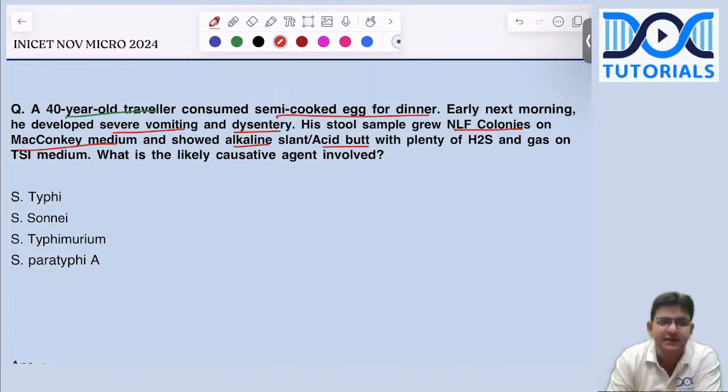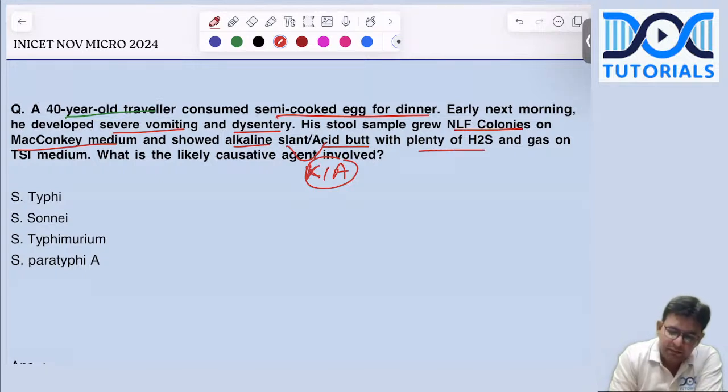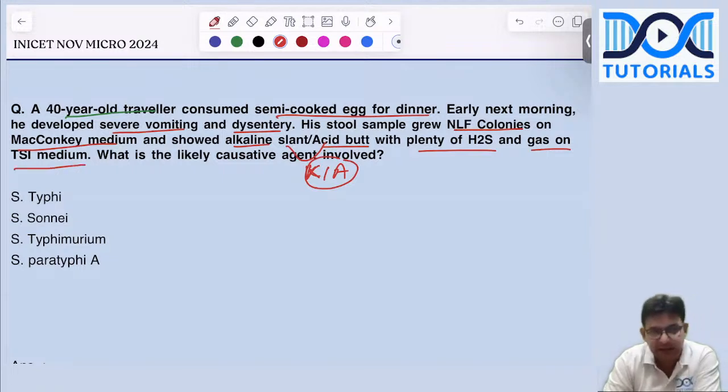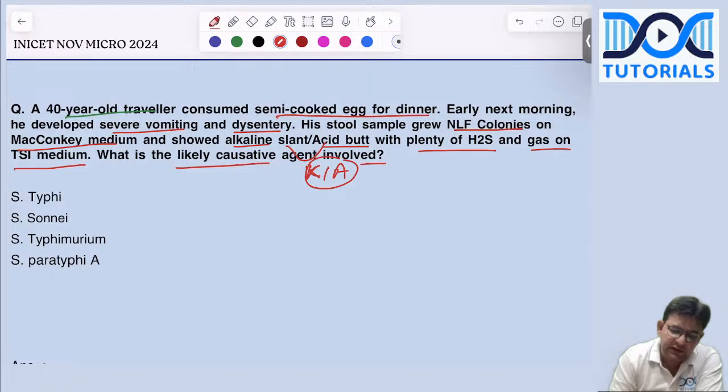So this is TSI actually, triple sugar iron. TSI, alkaline slant and acid butt. You write this as K by A, like this, K by A. In the TSI, you write this alkaline by acid butt. So this is there along with plenty of H2S and gas on the TSI media that is also being observed. And what is the likely causative agent involved in causing this particular ailment?